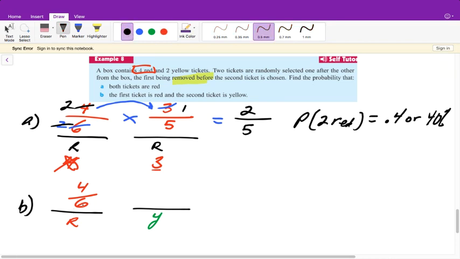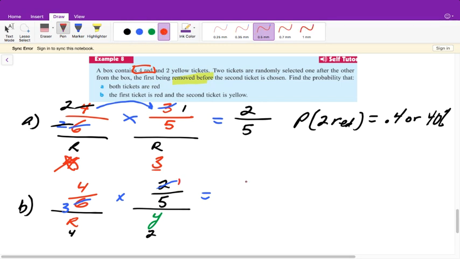Now, so we had 4 tickets. I don't care how many red tickets we have left now because we're talking about the yellow. And here I have 2 yellow tickets. So that means my numerator will be 2. My denominator, we took a red ticket and we threw it away. So now we're down to 5. And once again, we're going to multiply these. So here, this 2 goes into the 6 3 times. Nothing else reduces, so we will just multiply across.